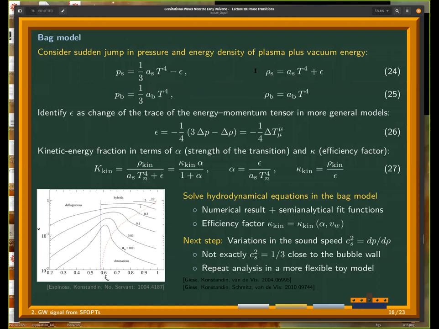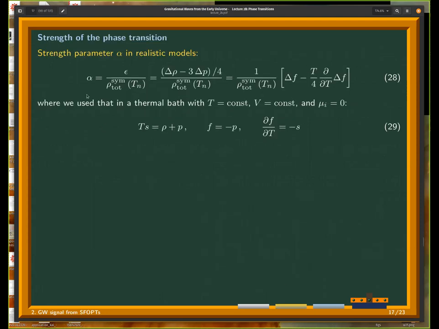I can also tell you, in these papers, this is without me, but I collaborated with these people at DESY in Hamburg. In both papers, you can see a comparison of the calculation of this kinetic energy fraction, and then a comparison of the performance of different estimates or different ways of calculating alpha.